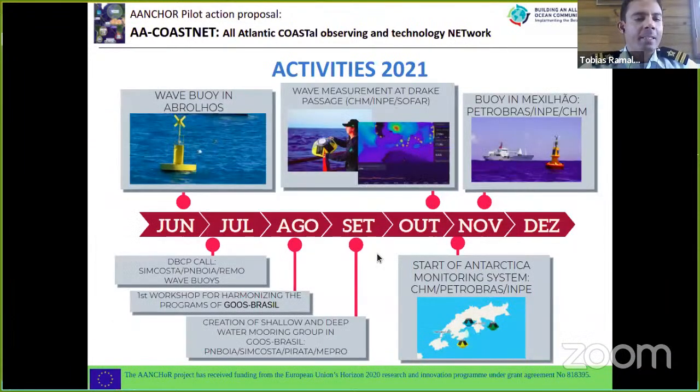Since the last All Atlantic workshop that we had last year, in June last year, if I'm not wrong, we did a lot of work. So in 2021, we deployed some buoys. We deployed a buoy in Abrolhos, a buoy in the Mexilhão oil region on the Southeast Coast. We deployed three buoys in Antarctica. So during the summer, we started a monitoring system in Antarctica in a project together with Petrobras and INPE.